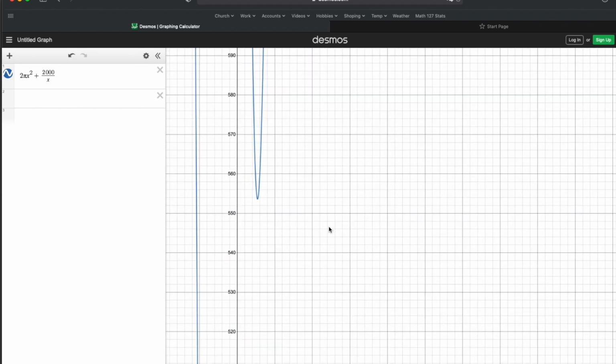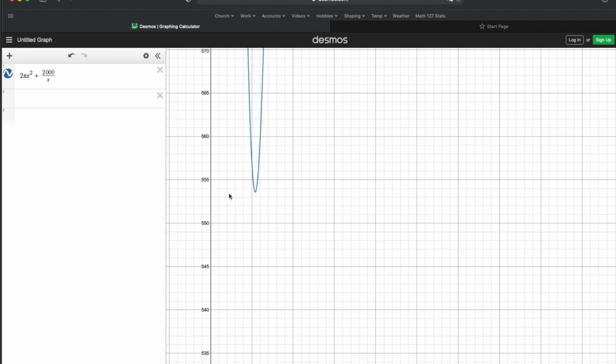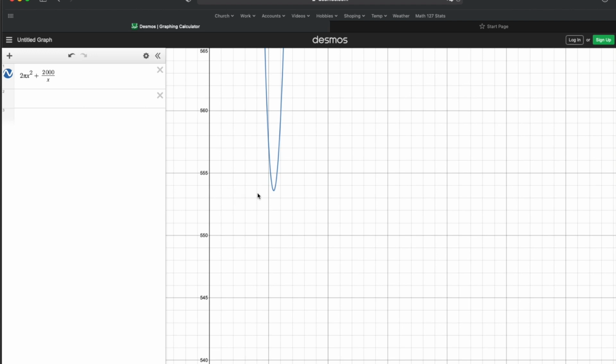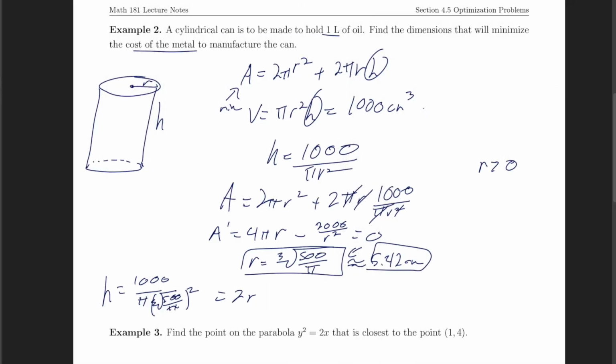Notice here, our graph matches what we calculated. Okay. And here we get the answer for our surface area. The surface area is somewhere a little over 550 square centimeters, so we end up doing quite well. All right, so that's how you do that one.